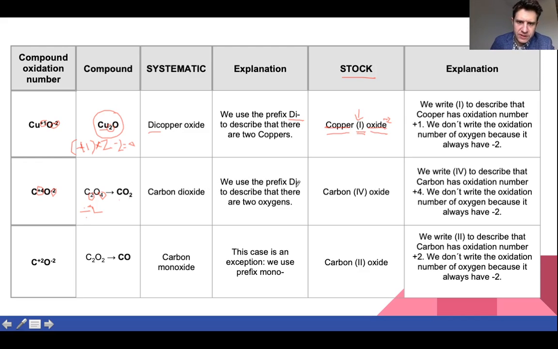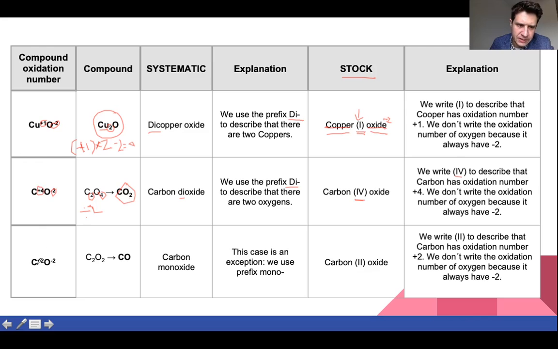We use prefix di to describe that we have two oxygens in this molecule. In this case, because carbon has more than one oxidation number, we need to write IV in Roman numbers to mark that we are using the oxidation number of carbon plus 4.